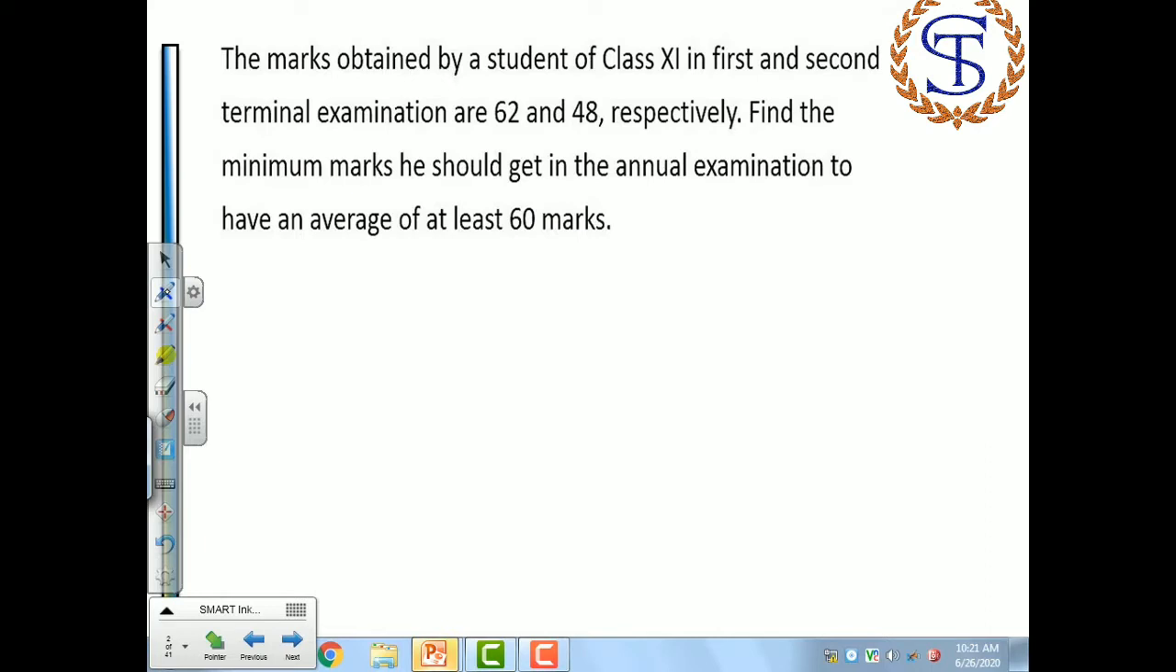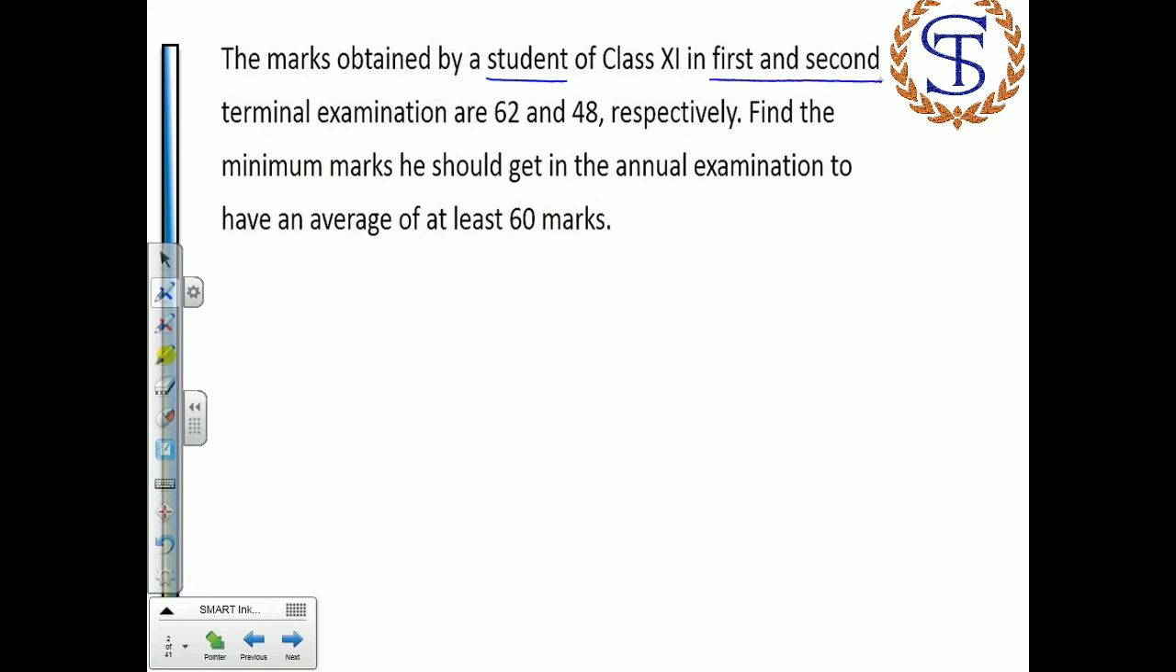In this question, the marks obtained by a student in class 11th in the first and second terminal examinations are 62 and 48. Find the minimum marks he should get in the annual examination to have an average of at least 60 marks.